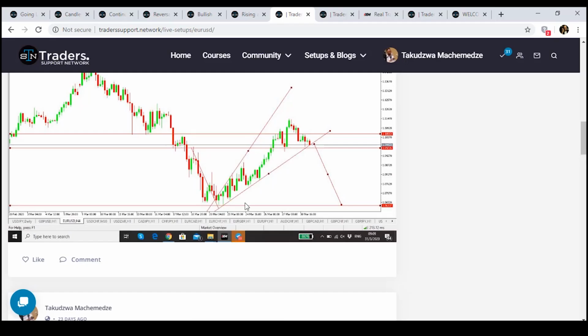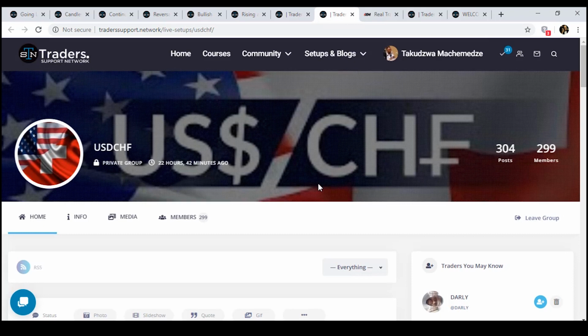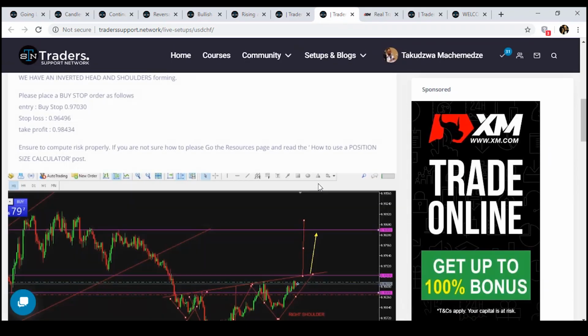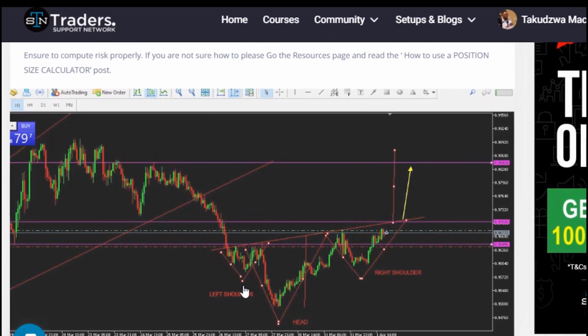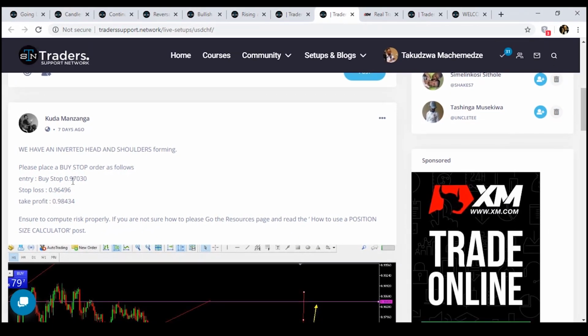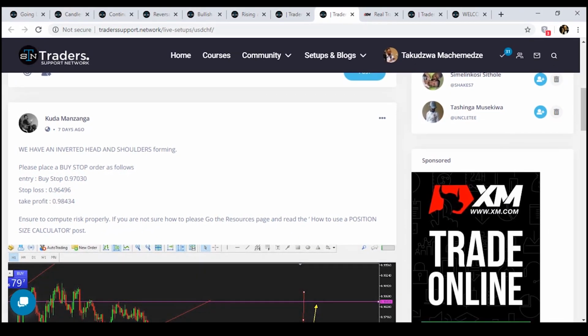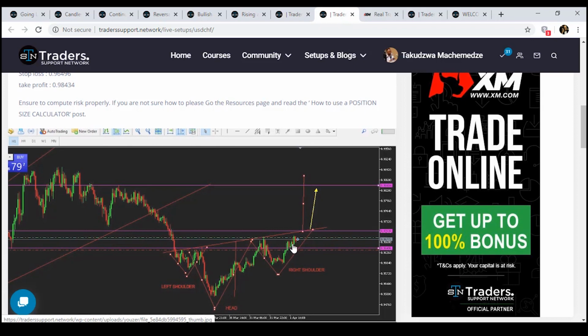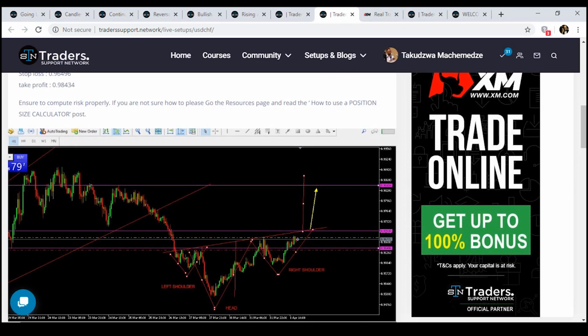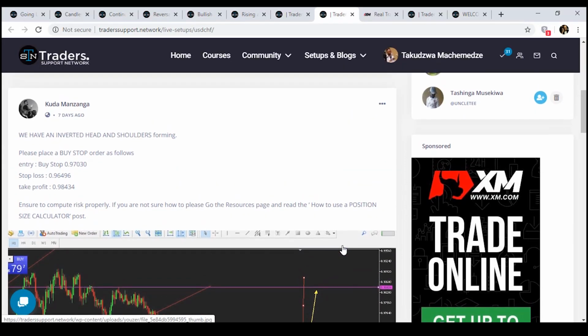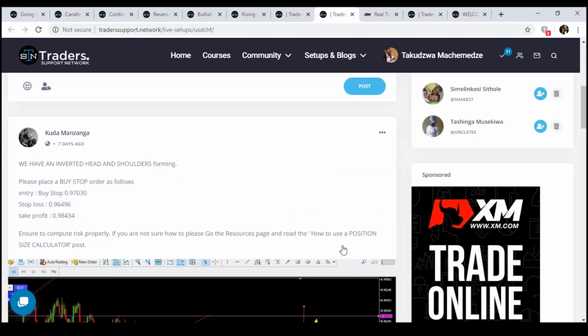Another one that was taken was a dollar Swissy trade. Take a look at this. Inverted head and shoulders: left shoulder, head, right shoulder. We spoke about this in one of the pattern classes. You also get 4 parameters. This is what it looked like before it had broken. Price broke. They are very, very important for a newbie trader, and for a trader who is also trying to find consistency.